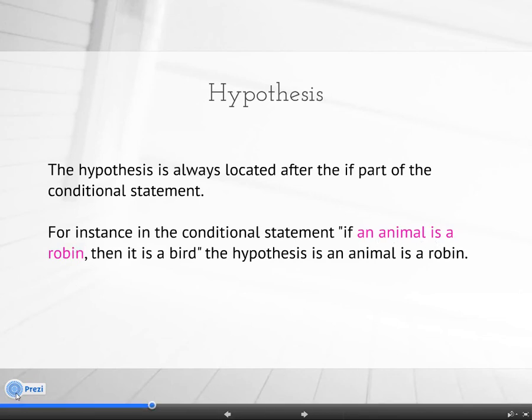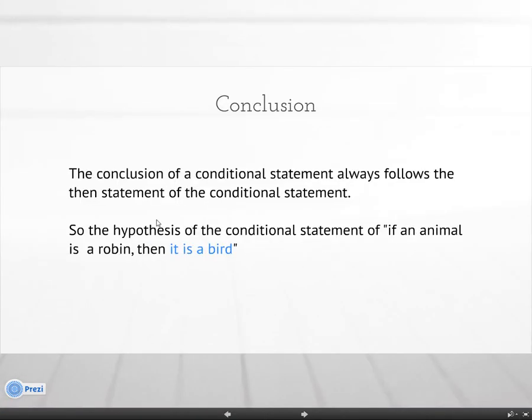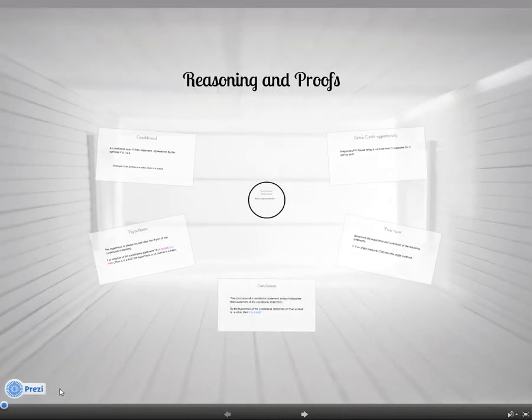And then when we talk about our conclusion, our conclusion always follows the then statement of the conditional statement. So taking that same statement, if an animal is a robin, then it is a bird, our conclusion would be it is a bird. So the hypothesis follows the if, and the conclusion follows the then. It's kind of like you have your start and your end.